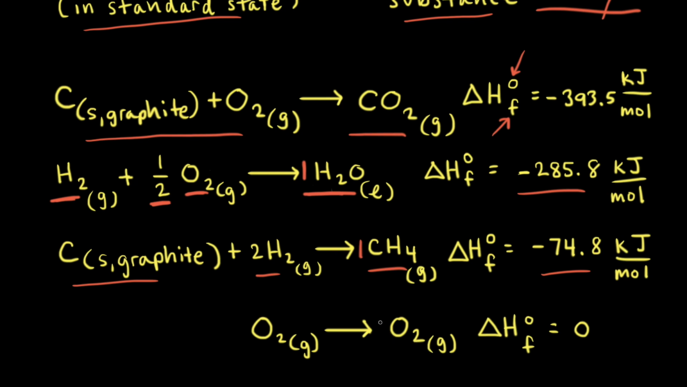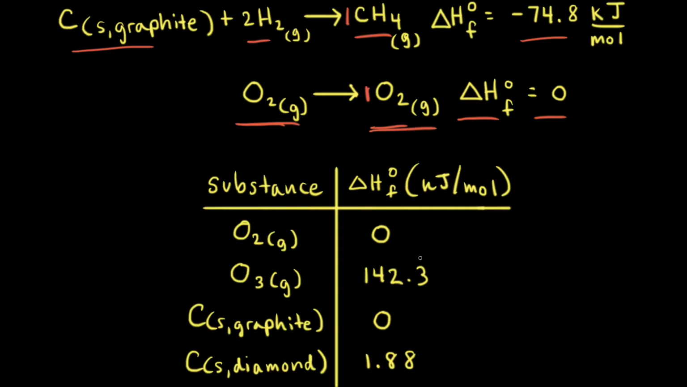Next, let's think about forming 1 mole of oxygen gas. Well, we're forming the oxygen gas from the most stable form of oxygen under standard conditions, which is also diatomic oxygen gas, O2. So we're not changing anything. We're going from O2 to O2, and since there's no change, there's no change in enthalpy. Therefore, the standard enthalpy of formation is equal to 0. And this is true for the most stable form of any element. The standard enthalpy of formation of the most stable form of any element is 0, since you'd be making it from itself.